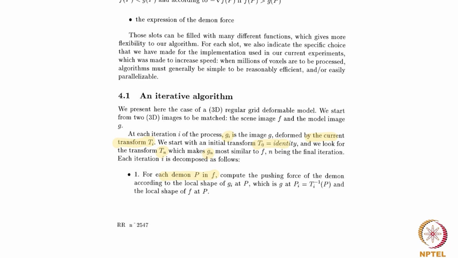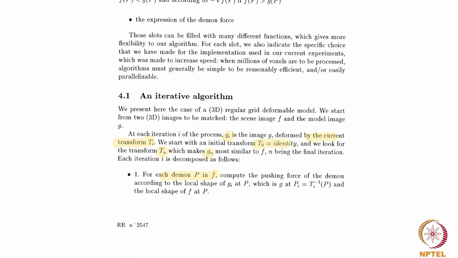For all the control points, or what I call control points, daemon P in F, compute the pushing force of the daemon according to the local shape Gi at P. How do we know what Gi is? Initially the transformation is identity, so you start off with the rough image. You assume they are in correspondence, and then you just work with that. Otherwise, you have to calculate the inverse T inverse of p.